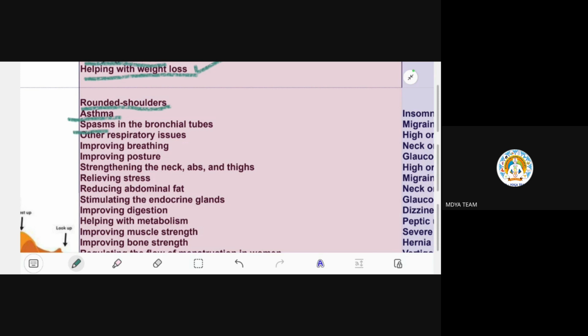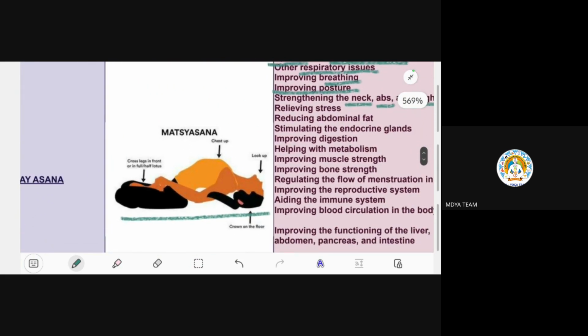Asthma, spasm in the bronchial tubes, of course. This asana would definitely give you benefits in the lung area or the chest area. Respiratory issues, improving breathing, improving posture, strengthening the neck, abs, and thighs. Why thighs? Because the thighs are engaged here.